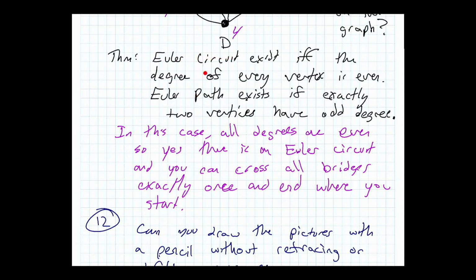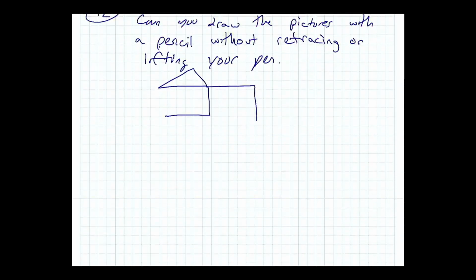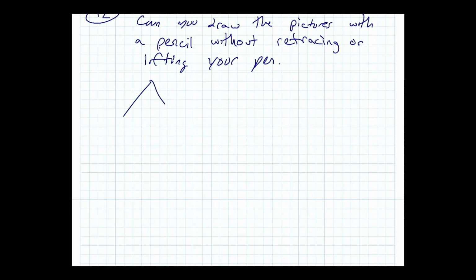Now, technically, an Euler circuit is an Euler path. So I said an Euler path exists if exactly two vertices have odd degree, but also if none of them have odd degree, because then you have an Euler circuit, which is an Euler path. So this is not the drawing, of course, that we're supposed to check, but we have some. So I think the first one looks like this. I did not draw it without lifting my pen. But that doesn't mean you can't. That just means I didn't.